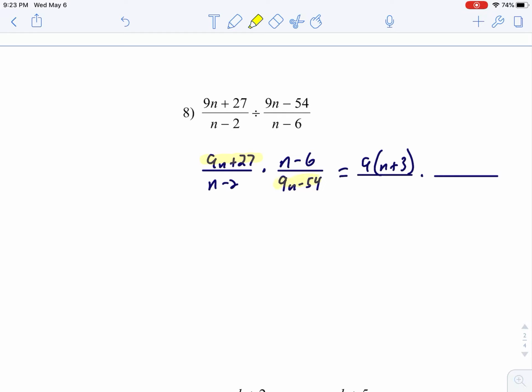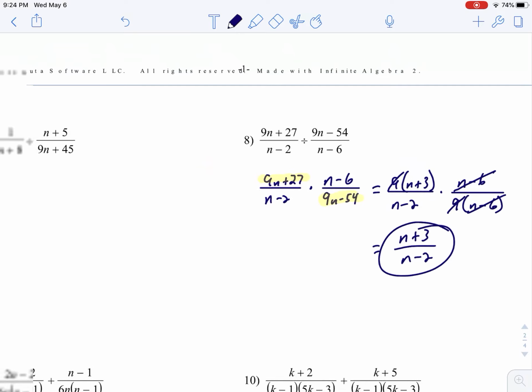Okay. Now we factor this. You can divide a 9 out of there, and you'll have n minus, 6 times 9 is 54? This n minus 2 and that n minus 6, that will not factor, but we can do some canceling. The 9 with the 9, the n minus 6 with the n minus 6. That leaves us with n plus 3 on top, n minus 2 on bottom.